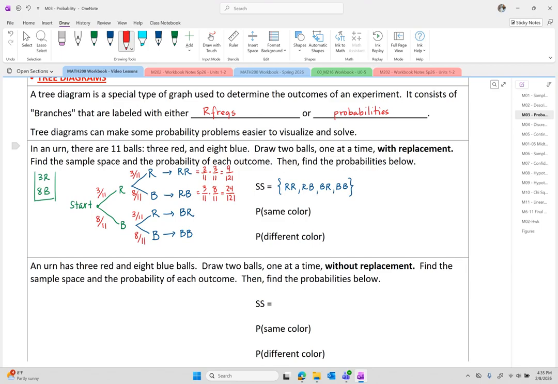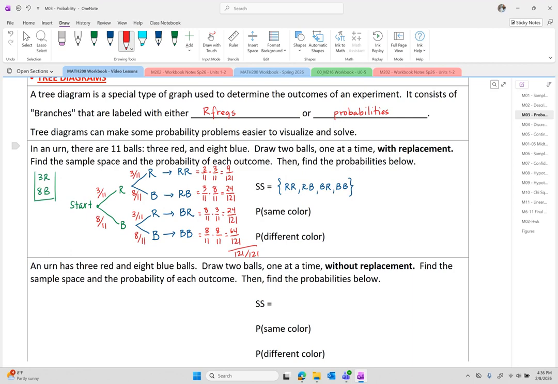Blue first and red second comes with probability 8 over 11 times 3 over 11, which is 24 out of 121. And the last one, which is blue and blue, has probability 8 over 11 times 8 over 11, which is 64 out of 121. If I have done a good job, when I add 9 plus 24 plus 24 plus 64, the sum here should be 121 out of 121, which is 100%, and that will cover the whole sample space.